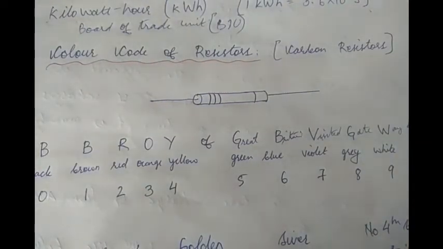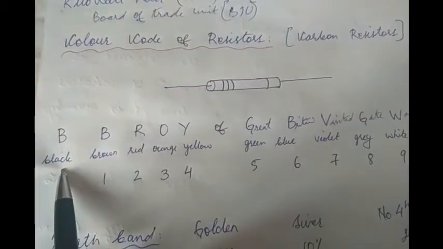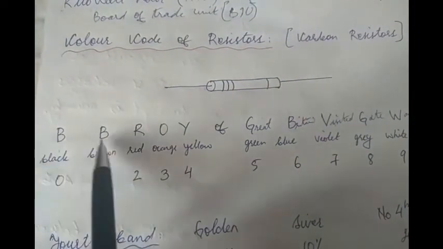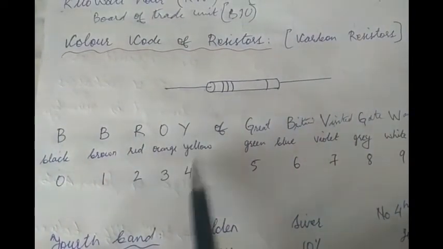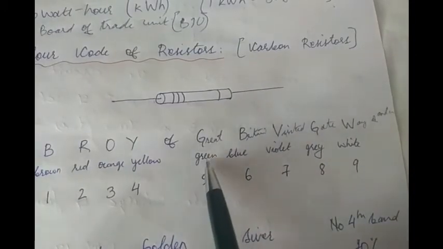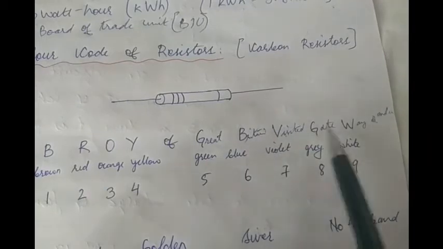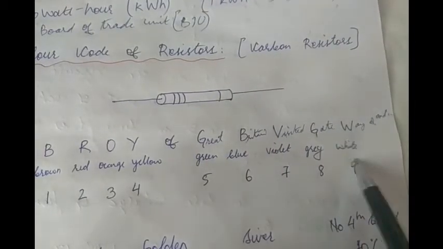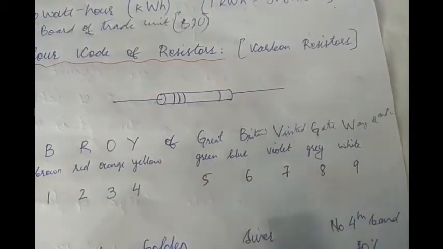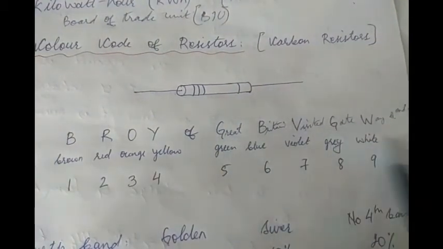All right. This B over here stands for black. The first B stands for black. The second B is for brown. R stands for red. O for orange. Y for yellow. Of doesn't have a color. G stands for green. This B stands for blue. V is violet. G is gray. W is white. It has to be in this order, remember. So B.B. Roy of Great Britain visited Gateway of India.